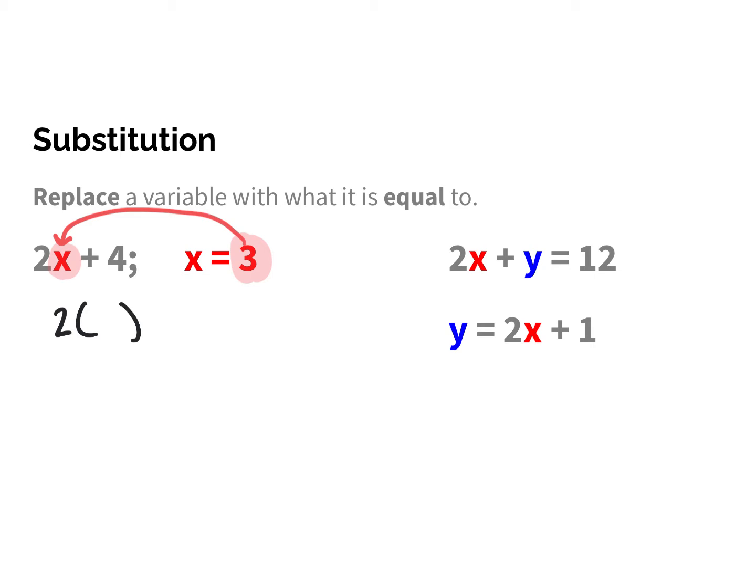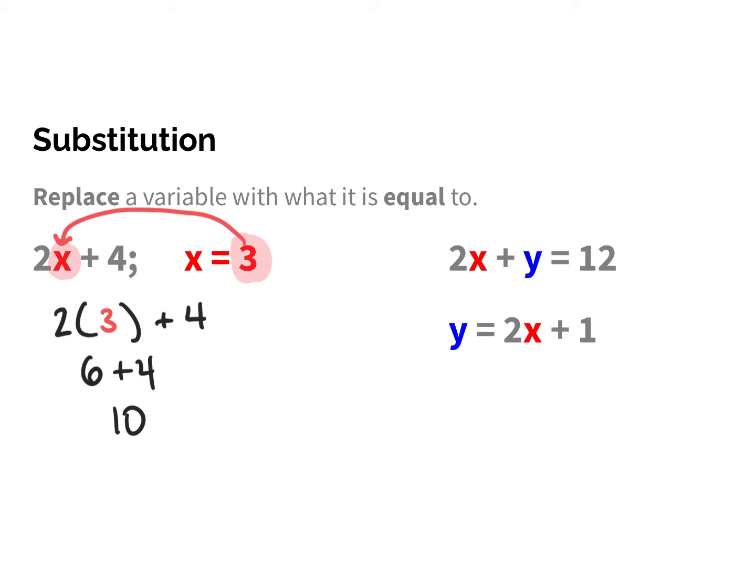When we do that, we're going to make sure we hold all the mathematical operations the same. So 2x literally means 2 times x, and then the plus 4. So when I plug in the 3 and substitute it, I'm going to take 2 times 3, and then I'm going to add 4. That would simplify down to 6 plus 4, which gives me 10. So that's the process of substituting by replacing.